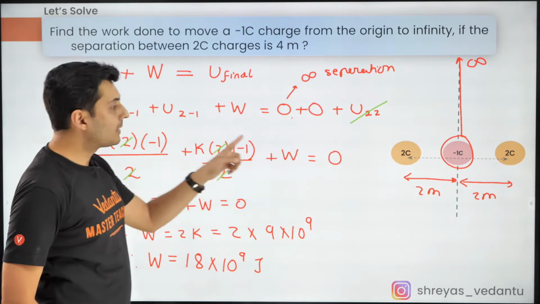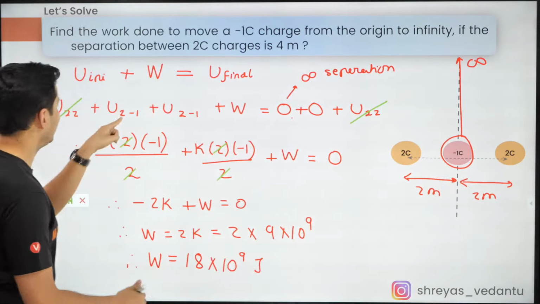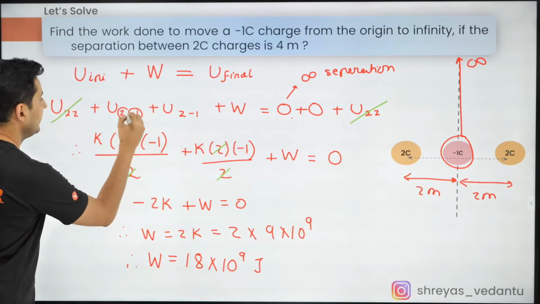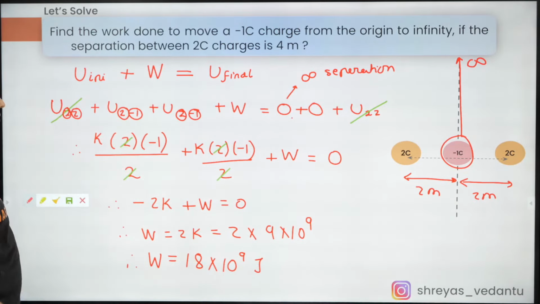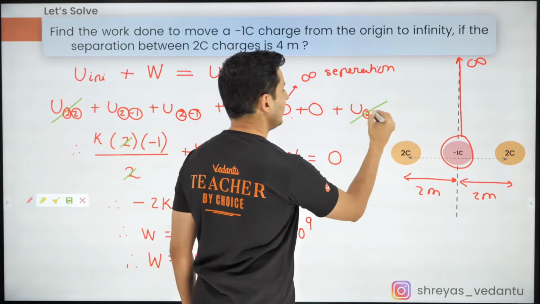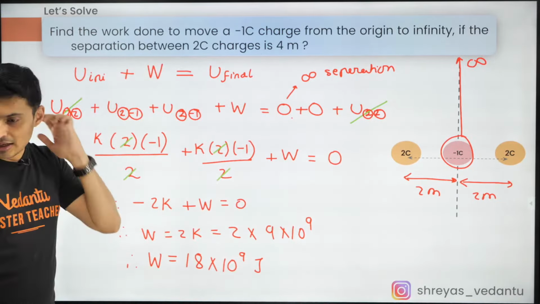So 2 and 2 means potential energy between 2 coulomb and 2 coulomb. This is not a dash, this is -1. Between 2 coulomb and -1 coulomb. So this is between 2 coulomb and +2 coulomb. Alright, this is also between 2 coulomb and +2 coulomb again. Okay, I hope Vatsal, you understood it.